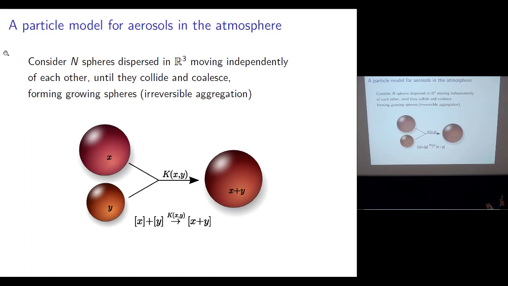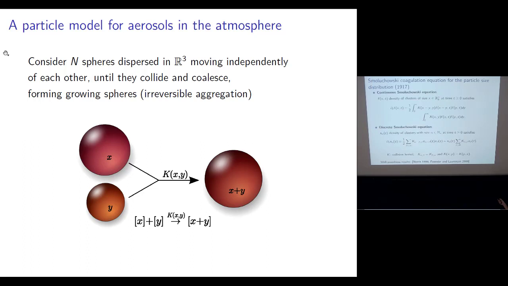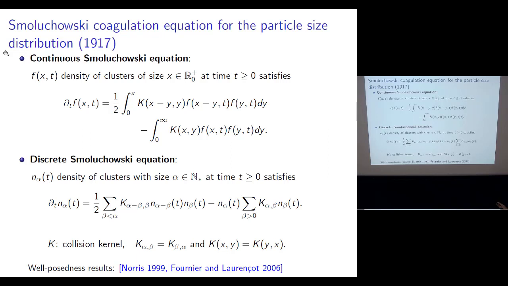This is the phenomenon we want to study, and we would like to study it at a larger scale. So we will consider a coagulation equation for the particle size distribution. We use the Smoluchowski coagulation equation, which was proposed in 1917. This is an equation for the density of clusters of size x at time t.